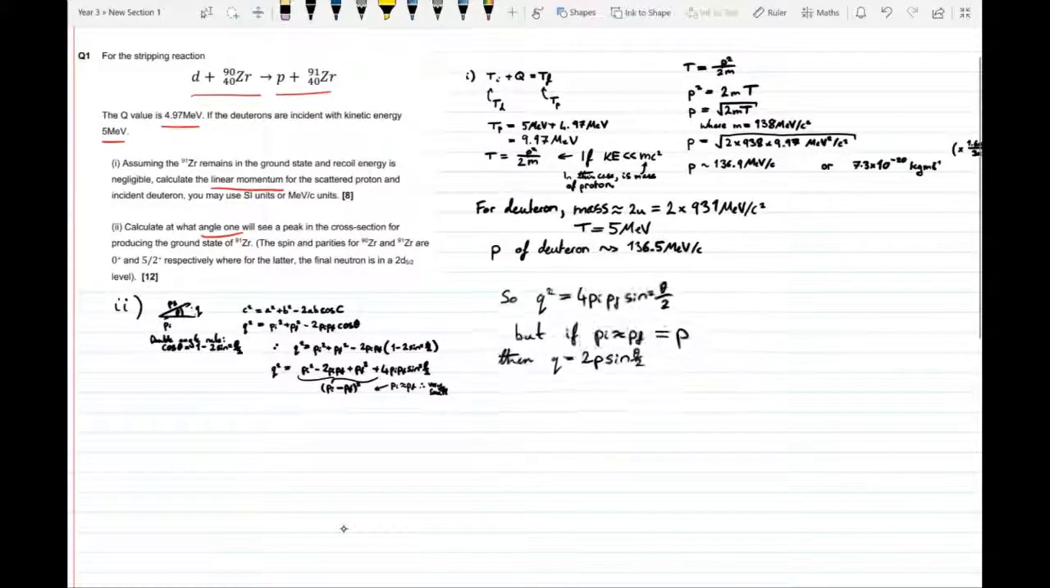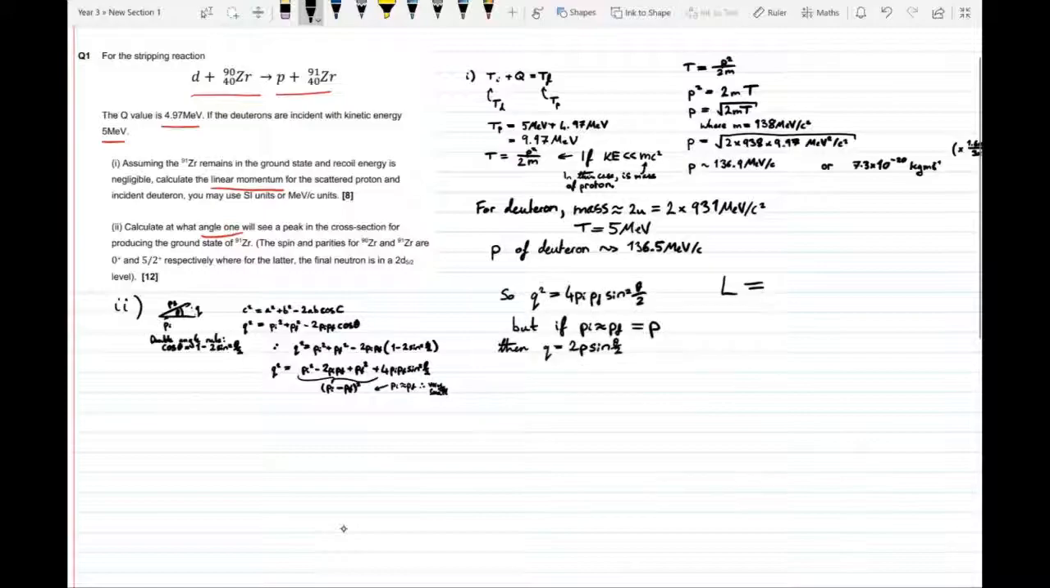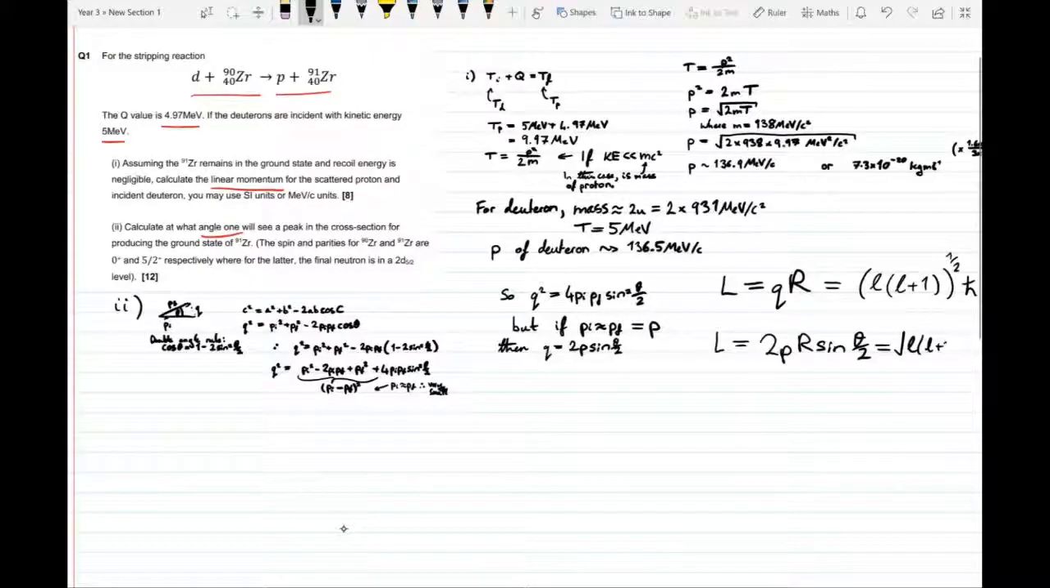The angular momentum imparted is given by q times the nuclear radius. This is equal to a quantum number for angular momentum, the square root of L times L plus 1, times h bar. We can calculate the nuclear radius using this equation, 1.2 A to the one third femtometers.